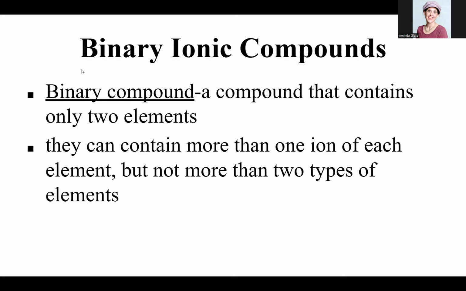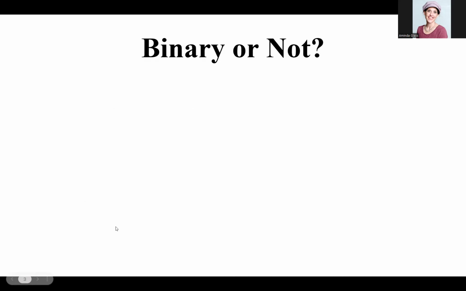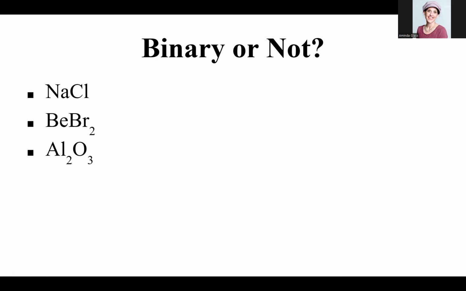More than one ion of each element, but not more than two types of elements. So sodium chloride is binary. Magnesium chloride is binary. Calcium fluoride is binary because it only has two types of elements. So are these binary or not? Take a pause, try to answer these, and then come back to see if you are correct.